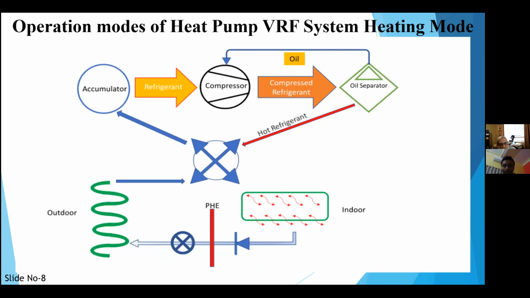The next is the operation of the heating mode. It is the same as in the cooling mode operation. Here, the hot refrigerant from the oil separator goes to the four-way reversing valve, which directs it to the indoor unit. In this case, the indoor unit acts as a condenser. As a result, the refrigerant is cooled, and the cooled refrigerant goes to the NRV valve, then to the plate heat exchanger, and then to the outdoor unit. The outdoor unit has hot air, so heat is exchanged between them, and then the refrigerant goes to the accumulator.